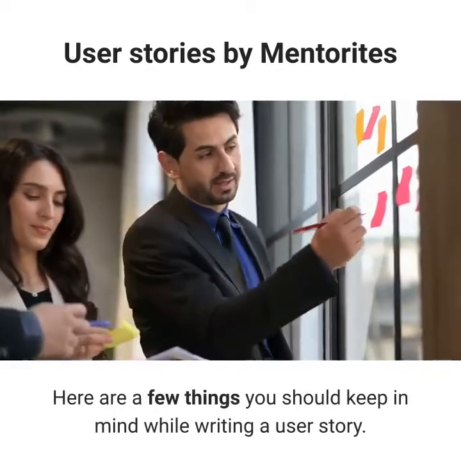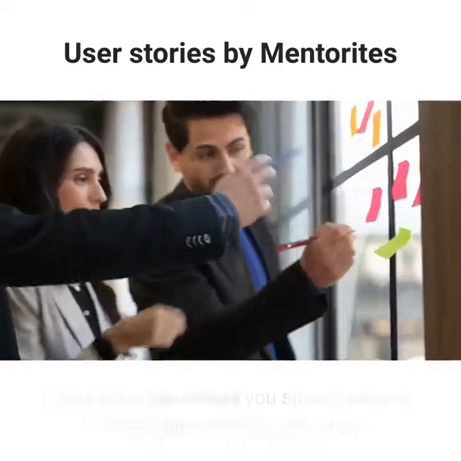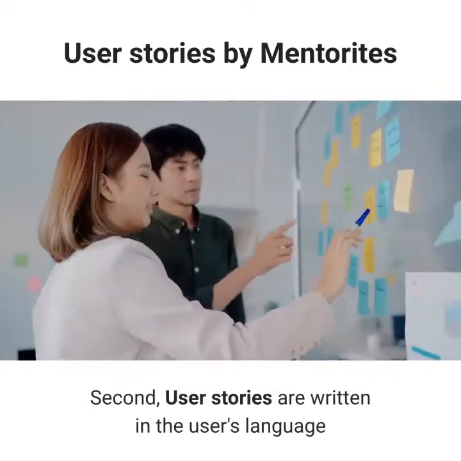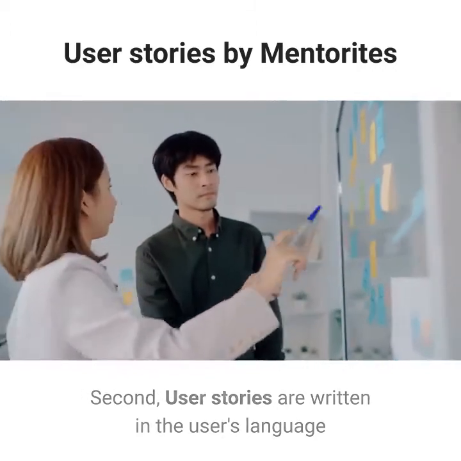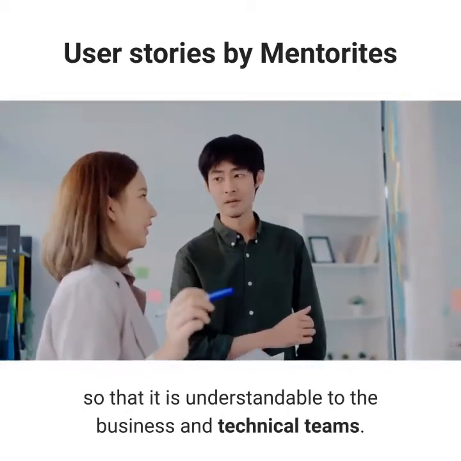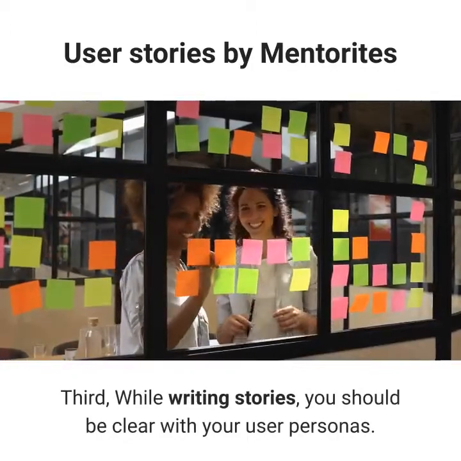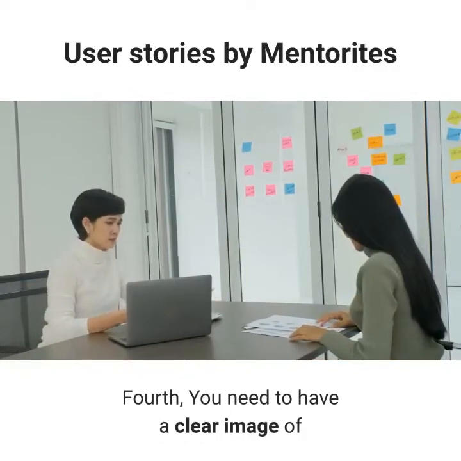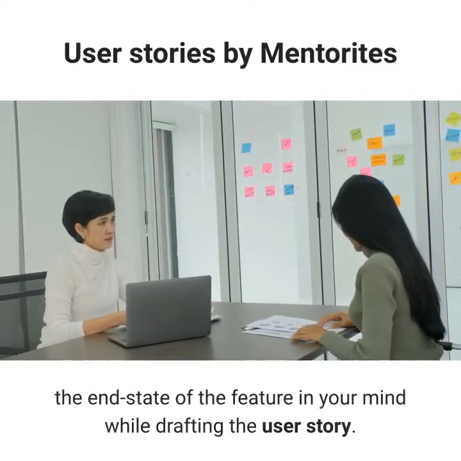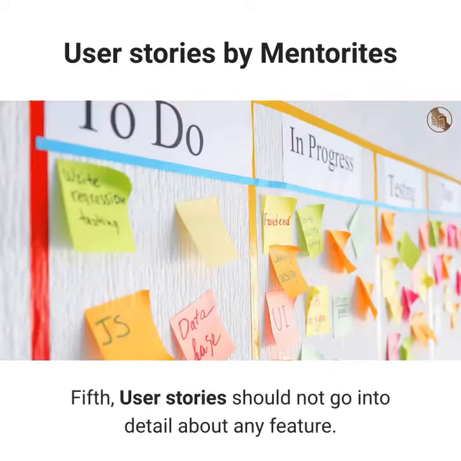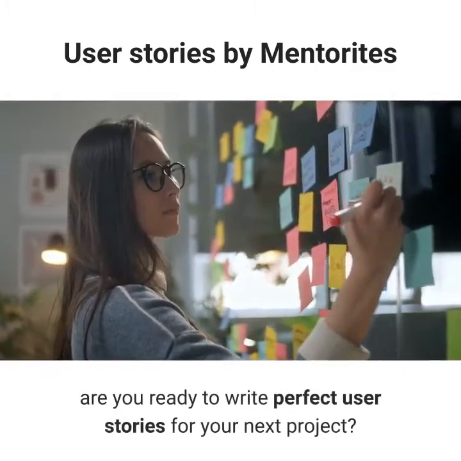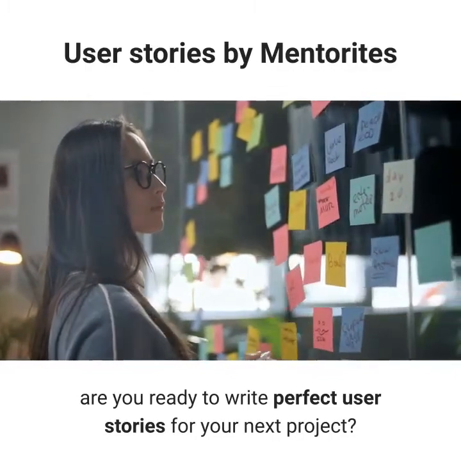Here are a few things you should keep in mind while writing a user story. First, write user stories that can be done in one sprint. Second, user stories are written in the user's language so that they are understandable to the business and technical teams. Third, while writing stories, you should be clear with your user personas. Fourth, you need to have a clear image of the end state of the feature in your mind while drafting the user story. Fifth, user stories should not go into detail about any feature. After discovering so much about user stories, are you ready to write perfect user stories for your next project?